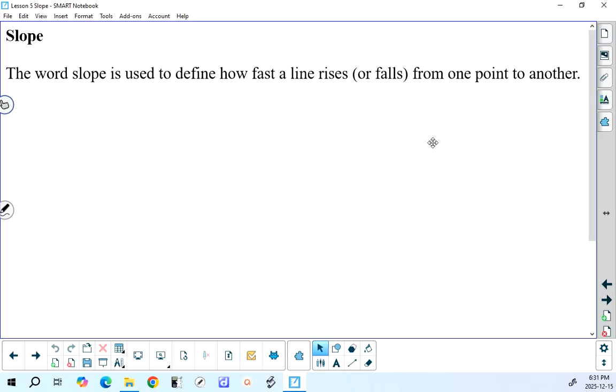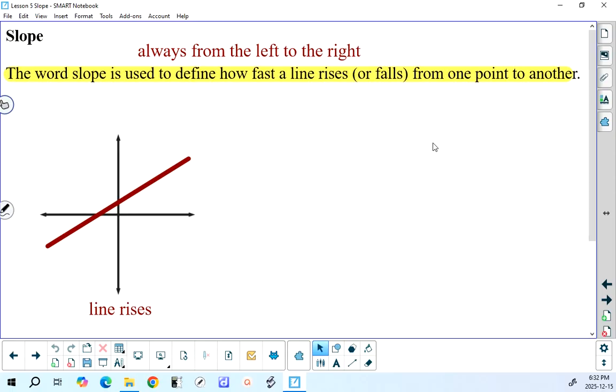The word slope is a word that's used in math to tell us how fast a line rises or falls from one point to another. When we are talking about a graph and we're going from one place on the graph to another in terms of a line, we always go from left to right. And this will not be the only time I mention this. It's always from left to right.